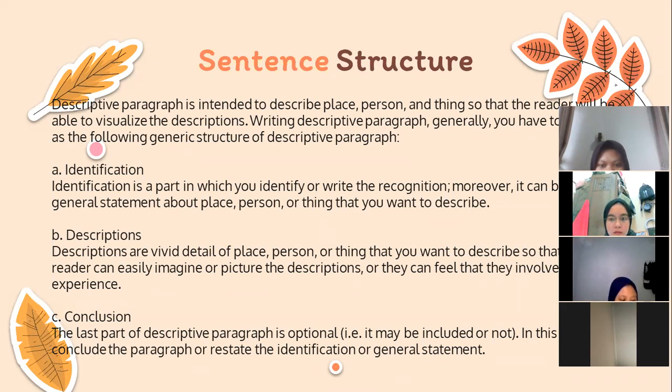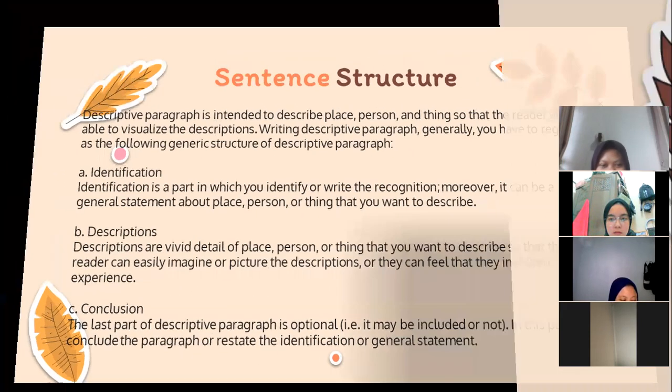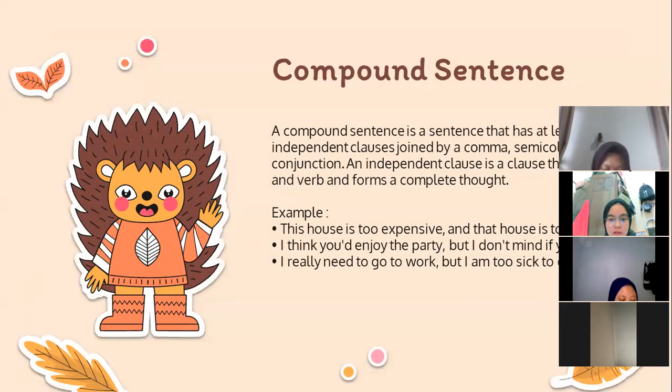Compound sentence. A compound sentence is a sentence that has at least two independent clauses, joined by a comma, semicolon, or conjunction. An independent clause is a clause that has a subject and verb and forms a complete thought. Example: this house is too expensive, and that house is too small. I really need to go to work, but I'm too sick to drive.